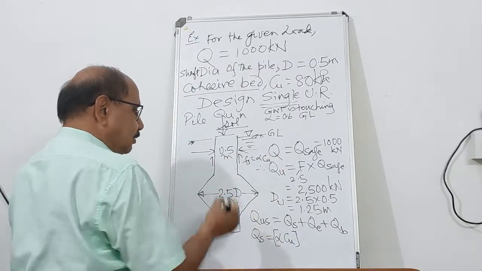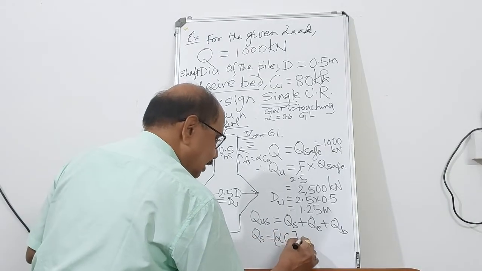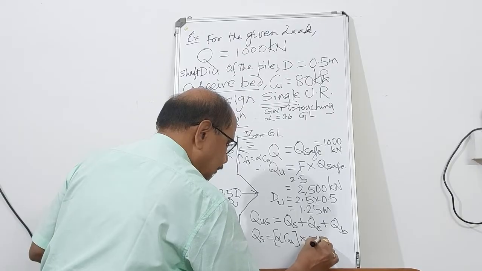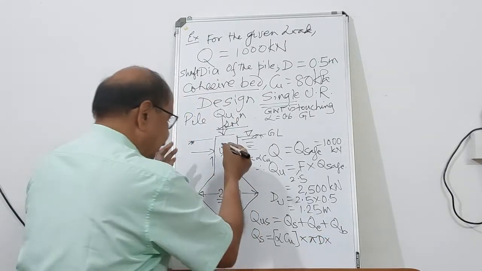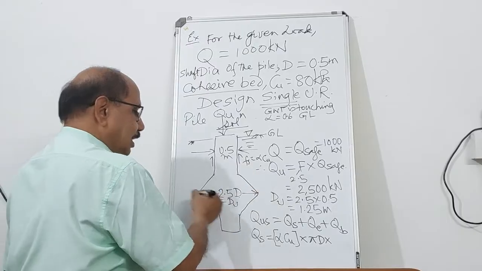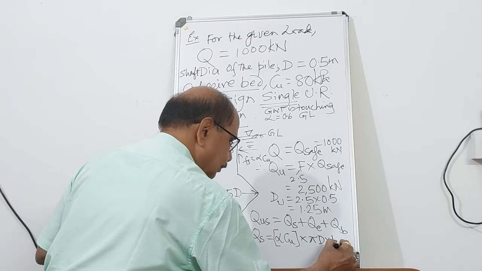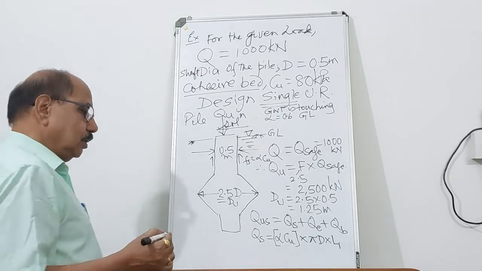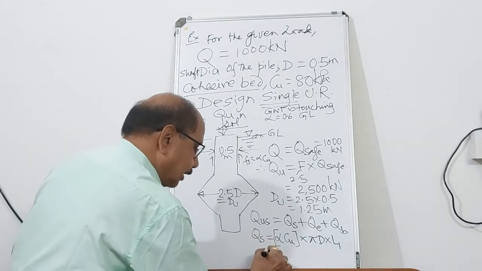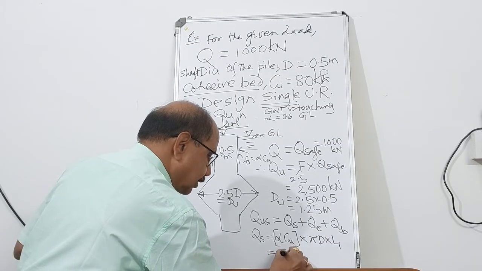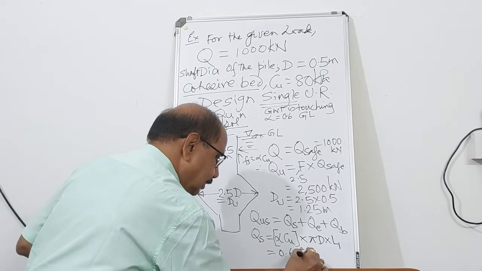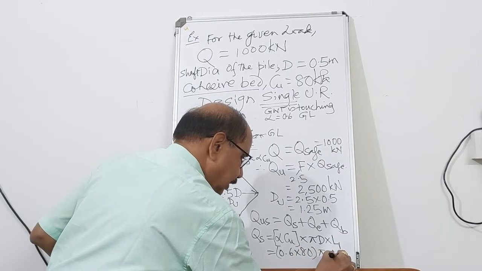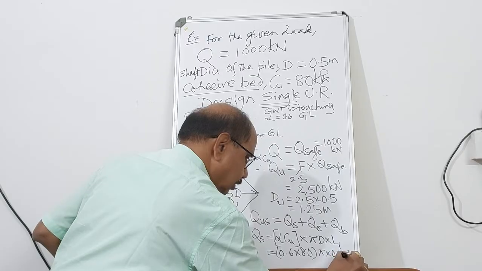And this is acting over the shaft. So perimeter pi d, and other than this under-ream, let the length be L1. So you can substitute the value 0.6 into 80 into pi into d into L1.